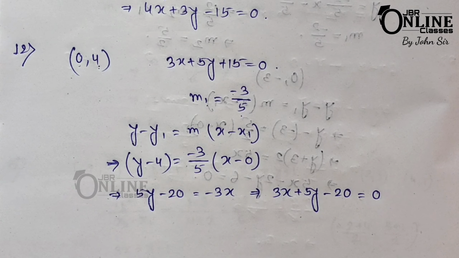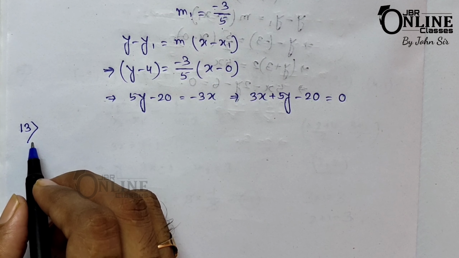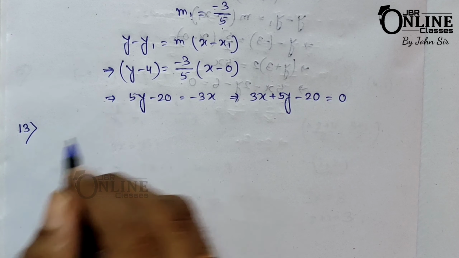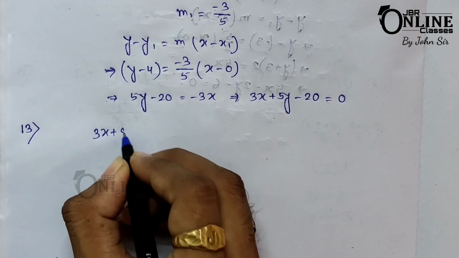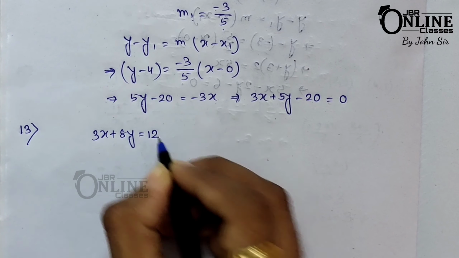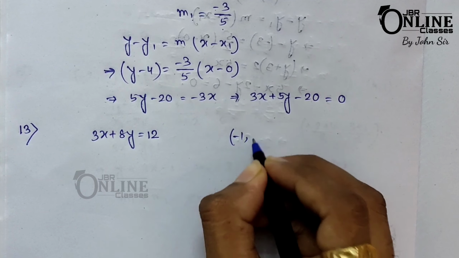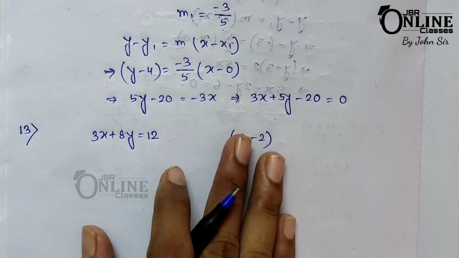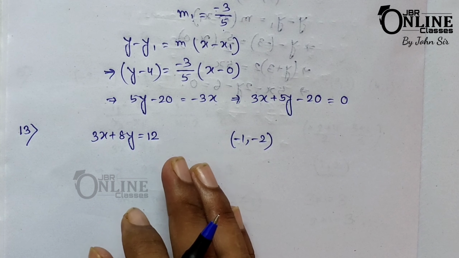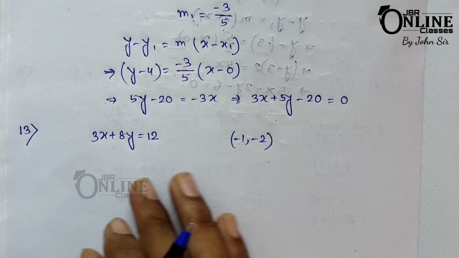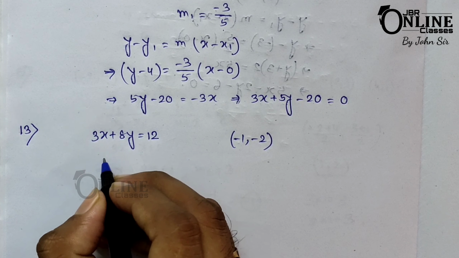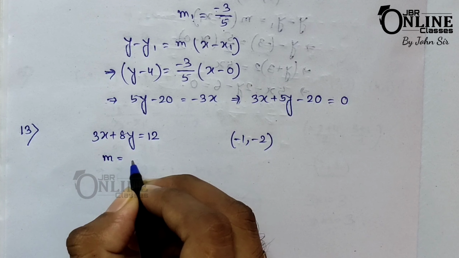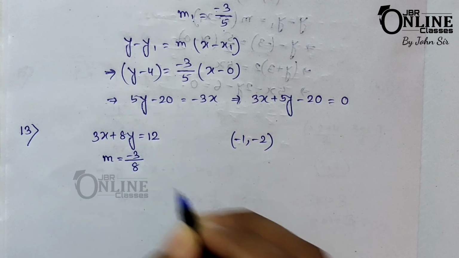That is the solution. Now the next problem, sum number 13: write down the equation of the line perpendicular to 3x plus 8y equal to 12 and passing through the point minus 1, minus 2. It is the same type of problem as the previous one. There it was parallel lines and here these are perpendicular lines. So first find out the slope. Here the slope is minus 3 by 8.